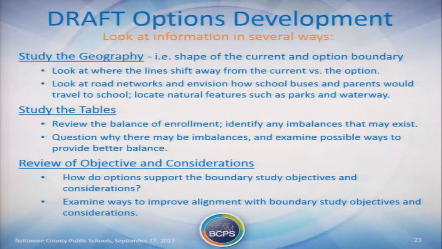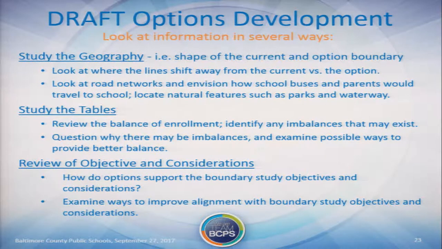So just as a reminder, some things you want to consider as you're drafting options. One, just studying the geography. So looking at the current boundary and then maybe comparing it to the shifts that you're suggesting to make. You want to look at where the lines shift away from the current boundary versus the option. Pay attention to the road networks as well as any natural features like parks and waterways.